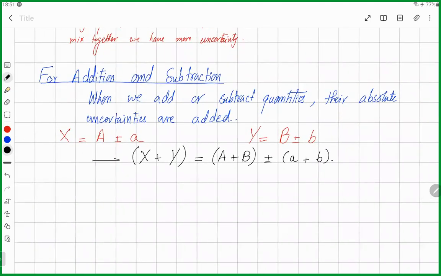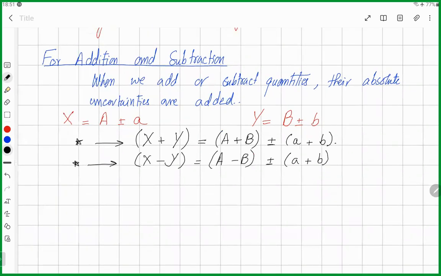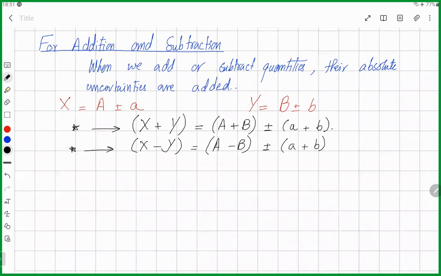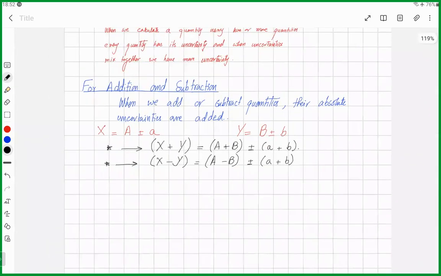So this is rule number one. Rule number two, if we have to do x minus y, then we simply subtract b from a to find what x minus y is. But to find uncertainty, we again have to add the uncertainties. So no matter if we plus or minus, we always add the absolute uncertainties. And this is for addition and subtraction.